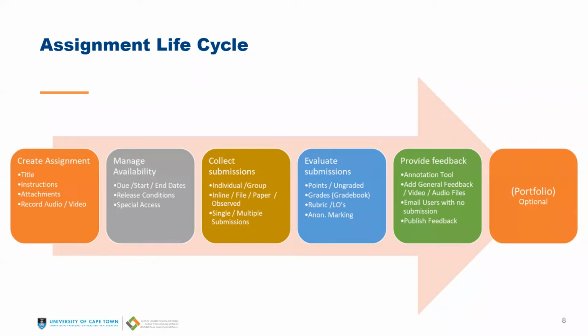And then once your assignment is up and running, thinking about evaluating the submissions. So would you like to assign points to this, or is it going to be ungraded? Would you like your points to feed straight into grades? They call it grades within Brightspace, but that's essentially the same as grade book within Vula. Would you like to attach a rubric to this? And would you like anonymous marking? So those are all additional settings that you can actually put onto your assignment.